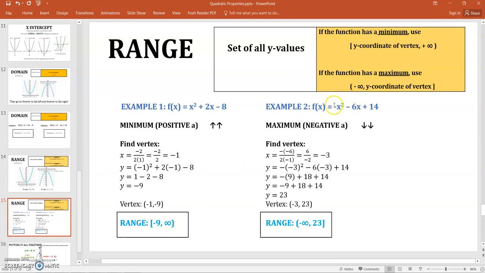Over here, my leading coefficient is negative, so that means I'm going down, down. I'm concave down, and I have a maximum. So this time, because I'm going down forever and ever, I'm going to start at negative infinity, and it's going to work its way up to a positive 23 that is included as my y coordinate of my vertex.